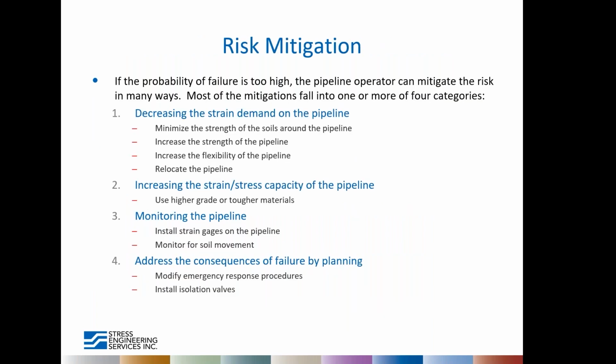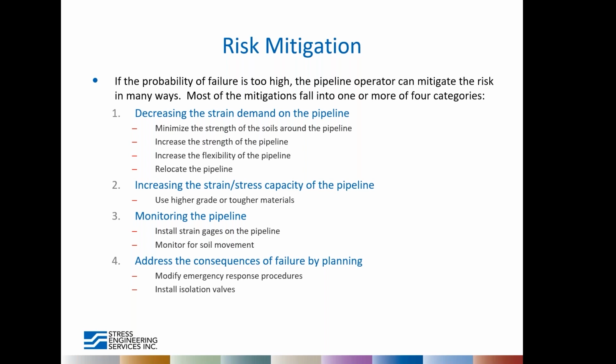The last step is risk mitigation. And really at this point, if the probability of failure is too high, the operator can mitigate the risk in many ways. Most of the mitigations fall into one or more of the categories here. The first is to decrease the strain demand on the pipeline. Really, this can be done by changing the design of the pipeline, relocating the pipeline, increasing the strength of the pipeline. Some of these are really only available if you figure out what the risks are before you actually install the pipeline.